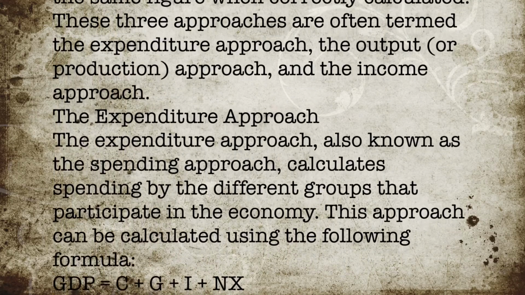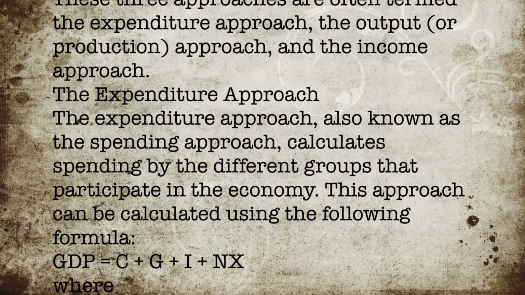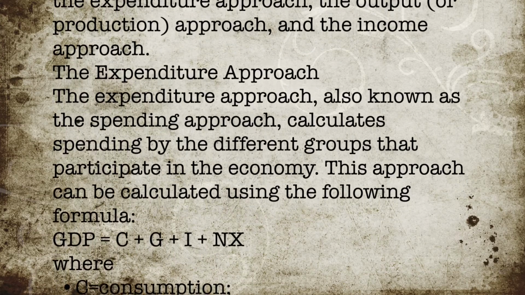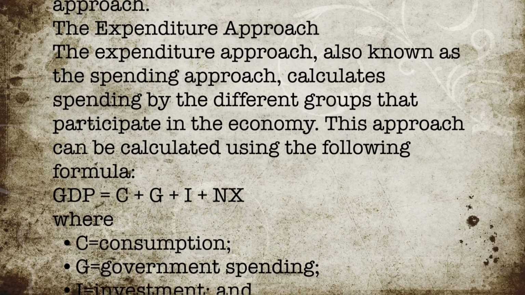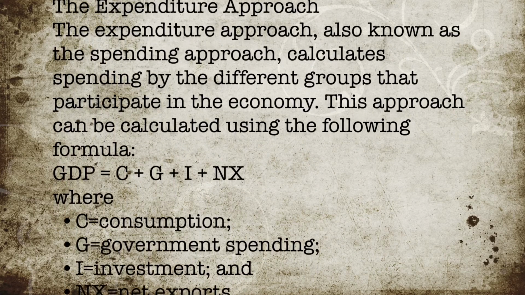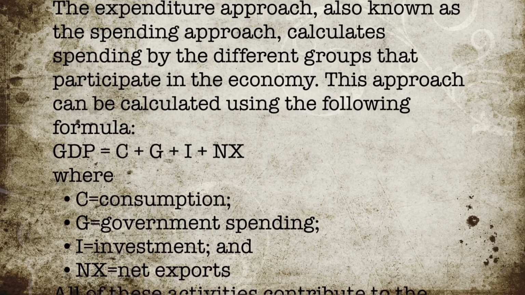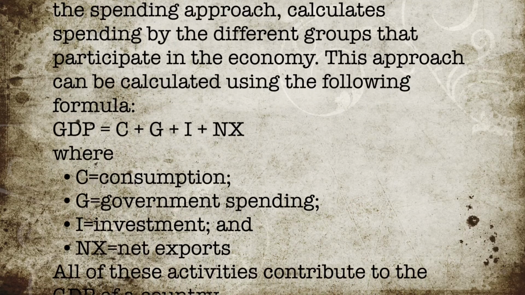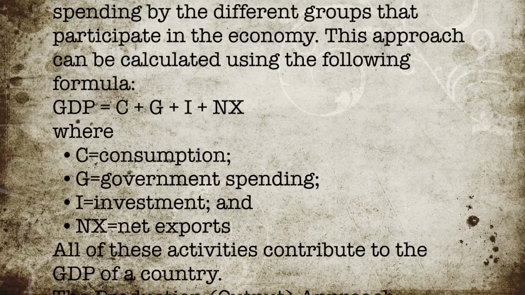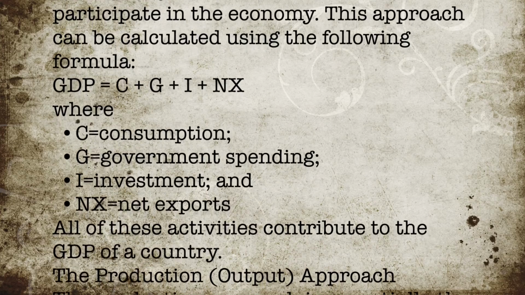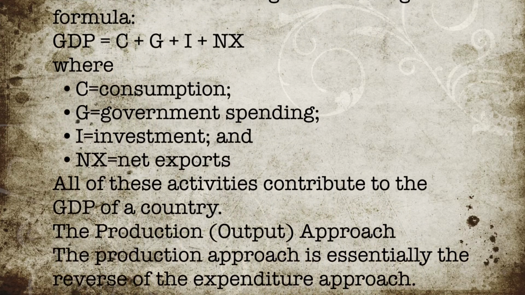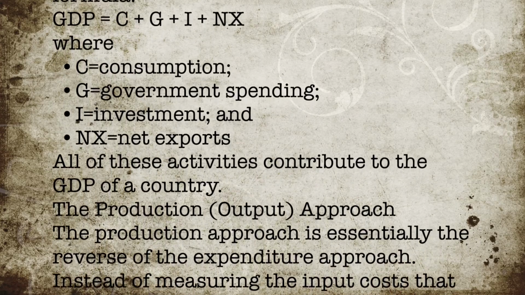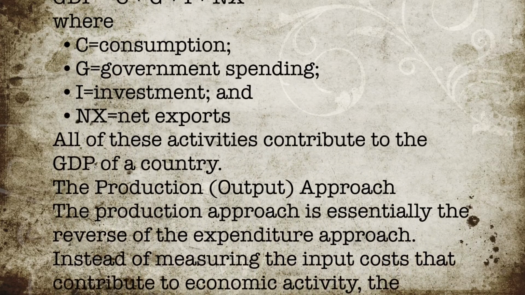The expenditure approach, which is also known as the spending approach, calculates spending by the different groups that participate in the economy. This approach can be calculated using the following formula. GDP is equal to C plus G plus I plus NX, where C is equal to consumption, G is equal to government spending, I is equal to investment, and NX is equal to net exports. All these activities contribute to the GDP of a country.